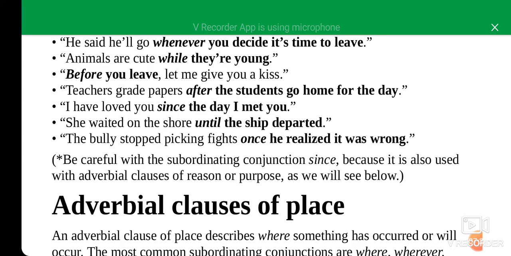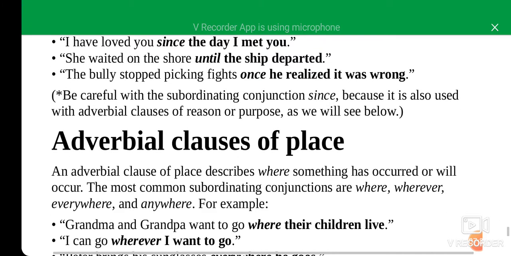She waited on the shore until the ship departed. "Until" shows the time and it's an adverbial clause of time. The bully stopped picking fights once he realized it was wrong. "Once" shows the time, so "once he realized it was wrong" is an adverbial clause of time.